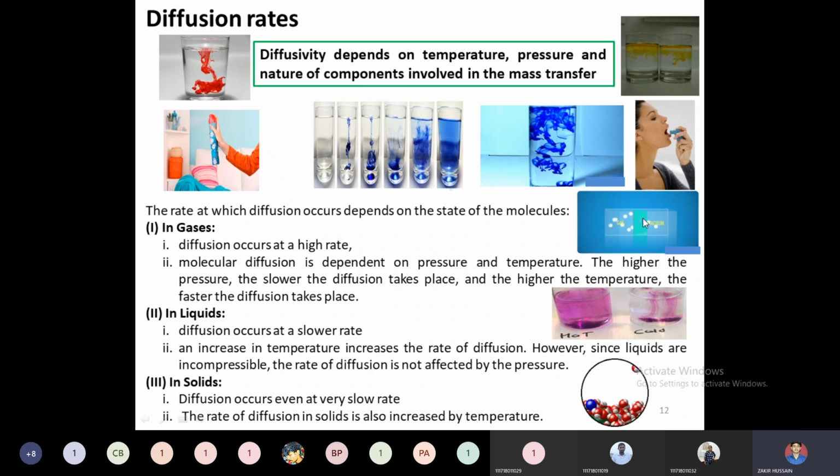When we increase the temperature, the higher the temperature, the rate of diffusion will be very high. Since gas is compressible, higher pressures are not required for diffusion in gases, whereas lower pressures are required. When pressure is very low, the diffusion rates will be very high.